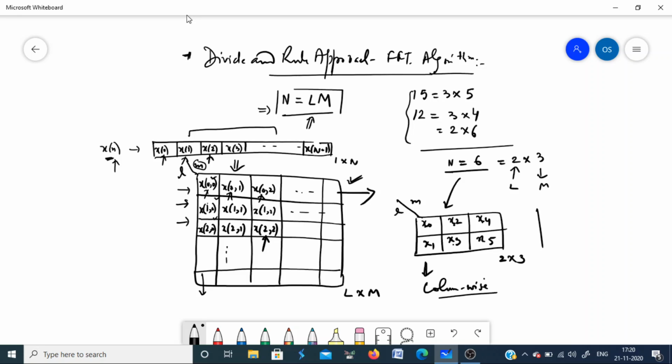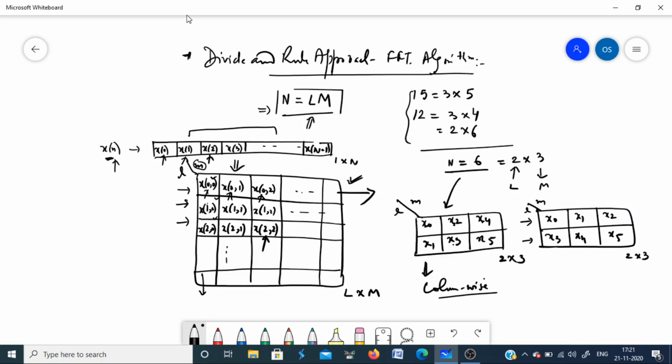The second option is that you store the data using row-wise mapping. The matrix order is the same, but you first fill the first row, then you fill the next row. It means you place data like this: x0 here, then x1, then x2, then x3, x4 and x5.